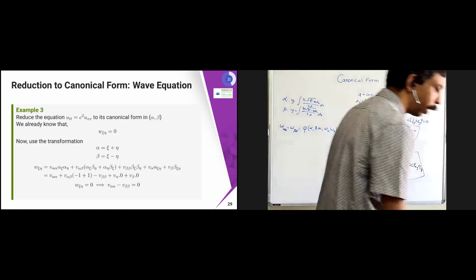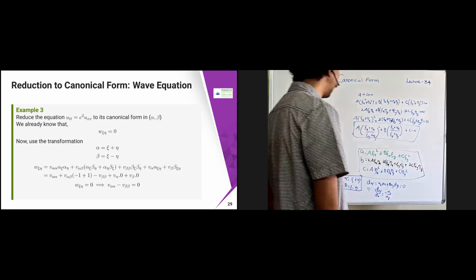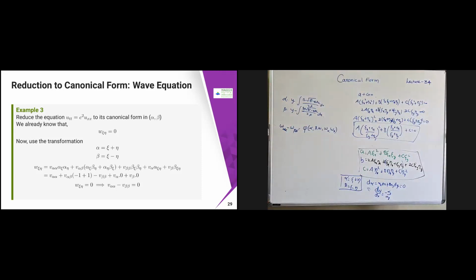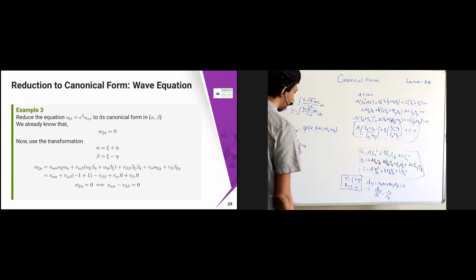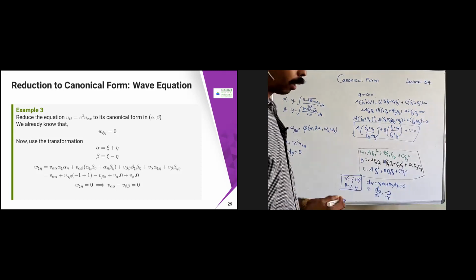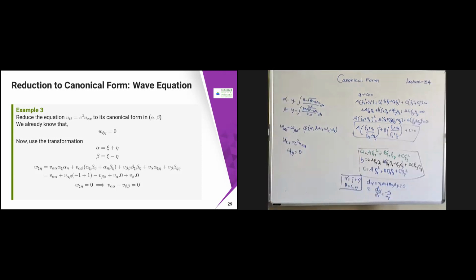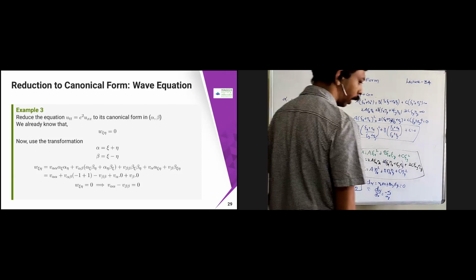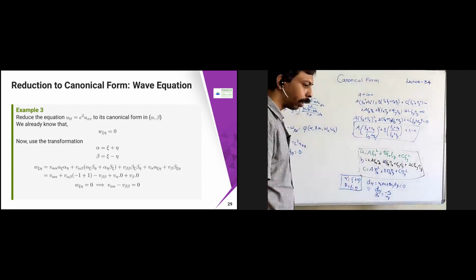So for example, we see this case. Already for the heat equation we have seen that ut is equal to c square uxx. In this case we have seen that w chi eta equal to 0 is the canonical equation. Now if we substitute alpha equal to chi plus eta and beta equal to chi minus eta, almost similar kind of logic you can apply and then you can just do that.